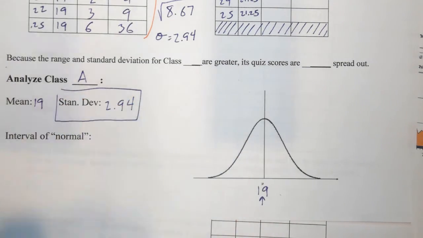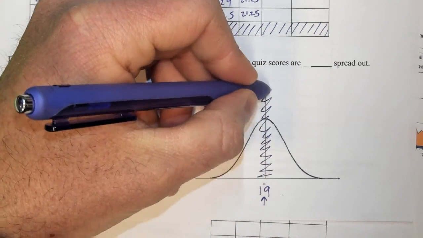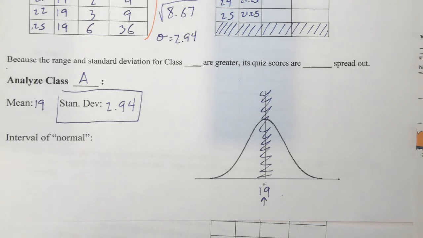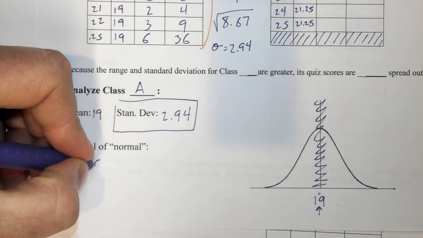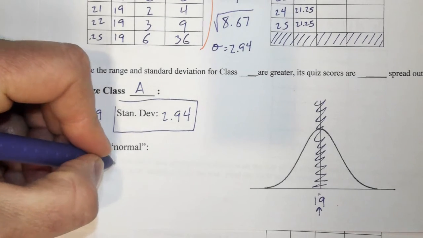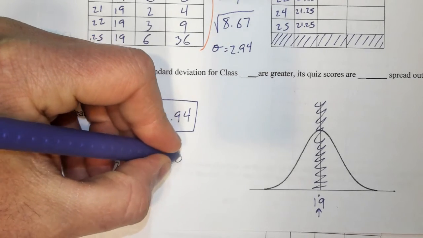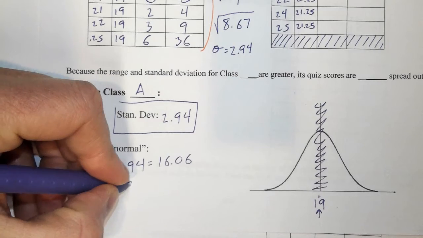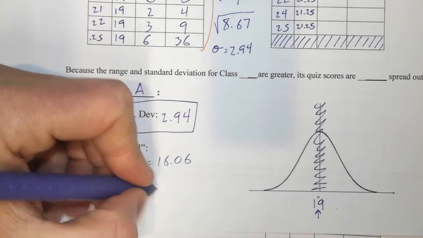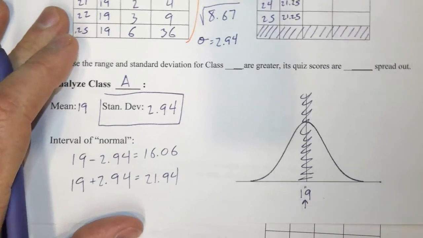Hitting one particular target to be determined as normal is difficult to do. It would be much, much easier if there was a little bit of a wiggle room range that would allow you to kind of consider yourself normal. So let's do that. If you take your mean of 19 and you subtract the 2.94 standard deviation, that will bring you down to 16.06. If you take your mean of 19 and you add your standard deviation of 2.94, that will give you a value of 21.94. So now let me make this a little bit clearer for you.